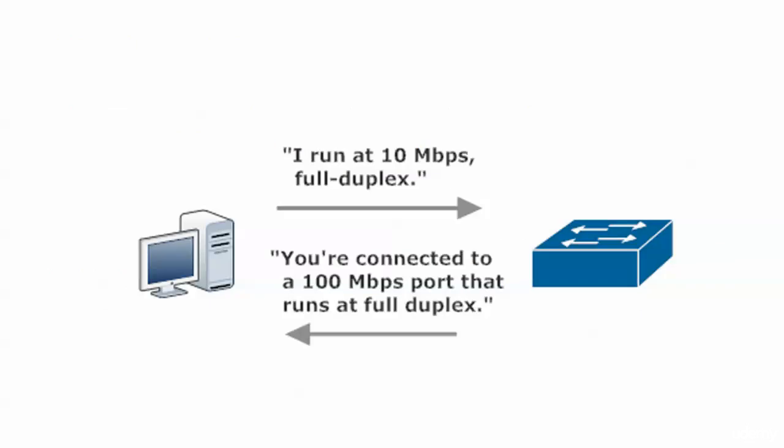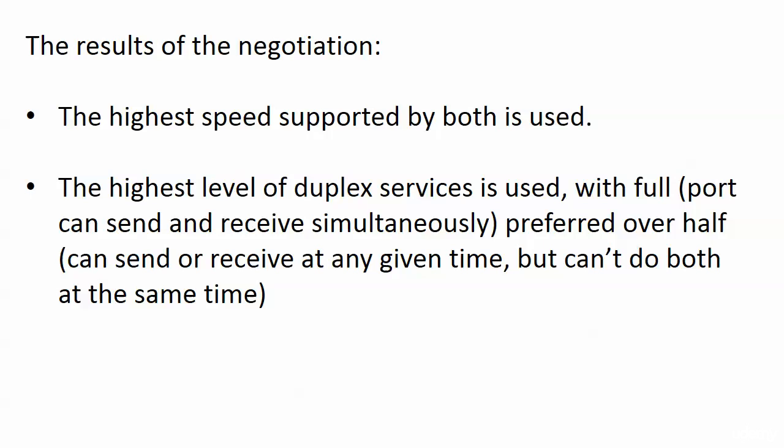Could go a little something like this. The switch port says, hey, you are connected to a 100 meg port, runs at full duplex, it's Fast Ethernet, fantastic service, you're going to love it. And the host has to say, wait a minute, I'm running at full duplex too, but I only run at 10 meg, so they're going to have to come to an agreement on that speed, even though they agree on duplex.